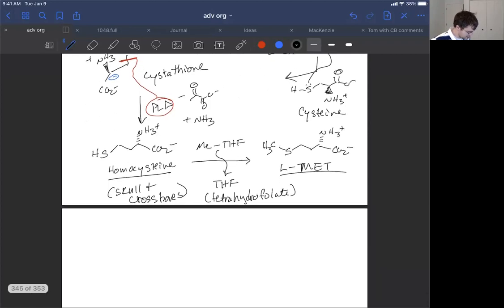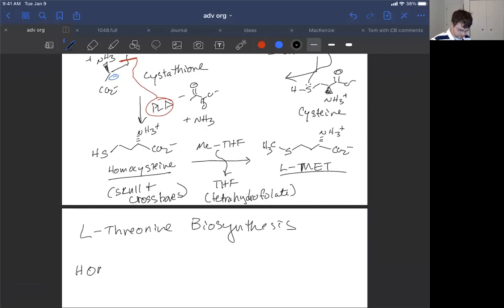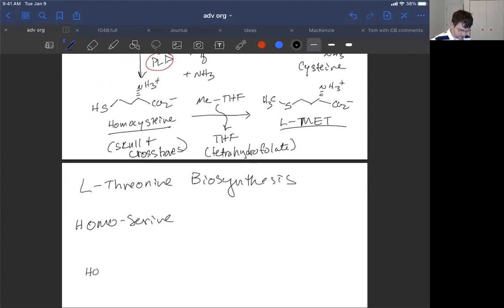Getting a little long-winded, but let's do threonine, and we'll call it a lecture. That seems like a good stopping point. Okay, so L-threonine biosynthesis. For L-threonine biosynthesis, we are going to steal a metabolite from the biosynthesis of methionine. We're going to use homocysteine again. So homocysteine is serine with an extra CH2.